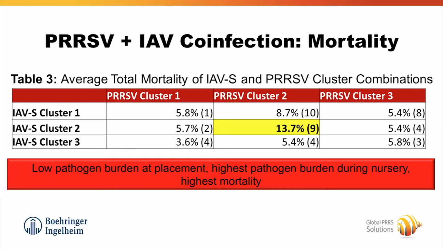And here you can see that the PRRS cluster 2, shown up at the top in that middle column, and then the influenza cluster 2, did have a higher percentage of mortality when the two groups were combined compared to the others. And so again, my goal with this was to present how the co-infection represents a higher mortality than what was represented with the individual infections.